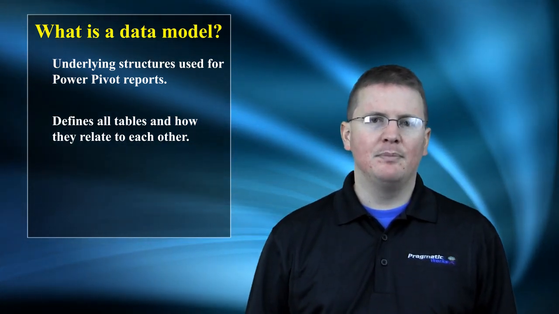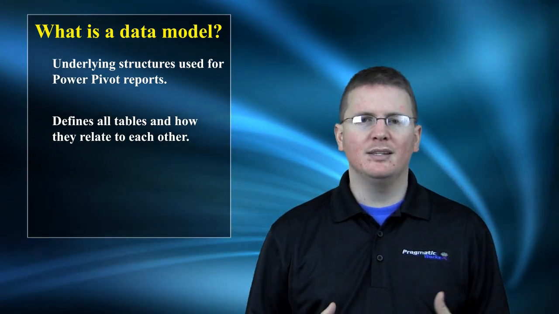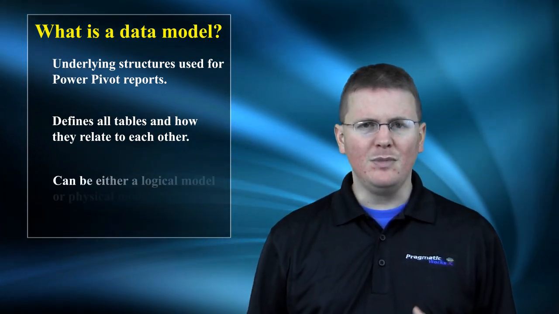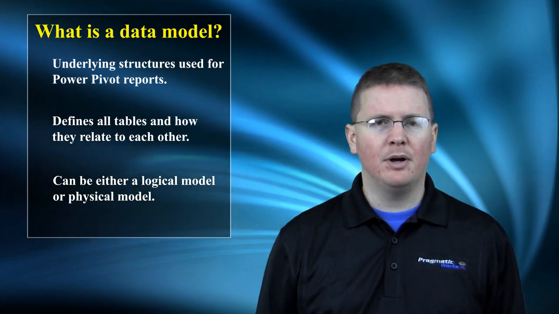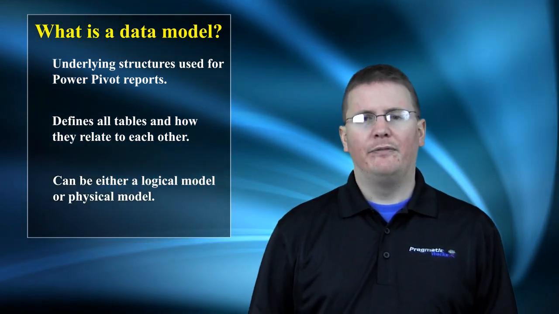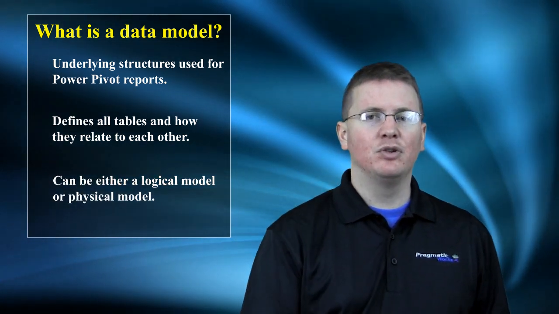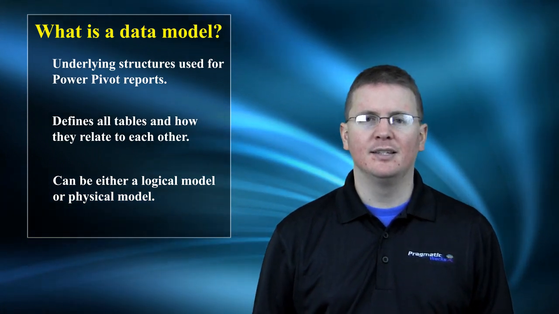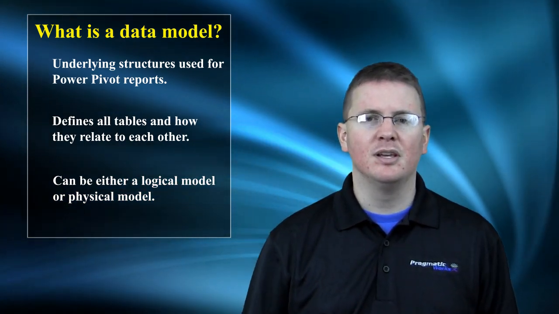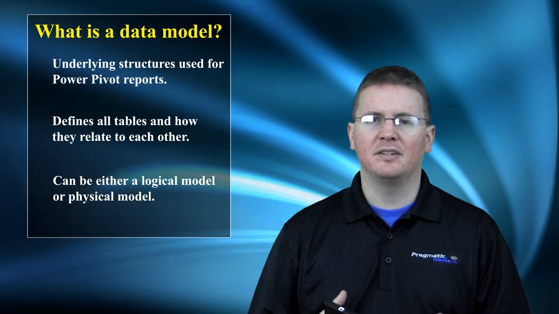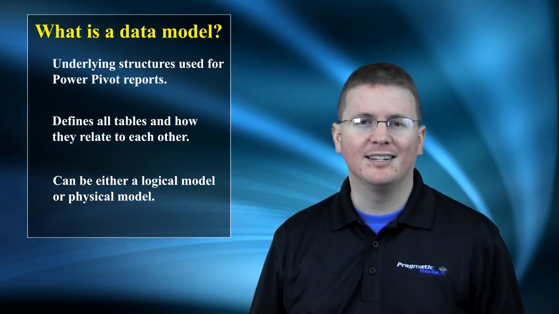And there's really two types of data models. A lot of people don't realize this, but it's important to understand that you have both a logical data model and a physical data model. The physical data model is what came from the original source. So our physical model is an Access database and an Excel sheet. And we bring those two together and they don't necessarily relate.